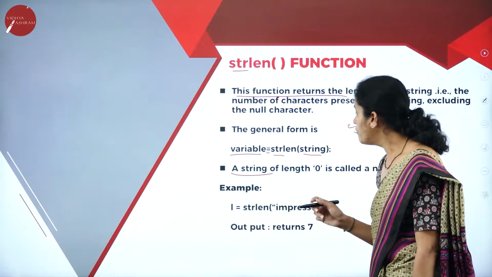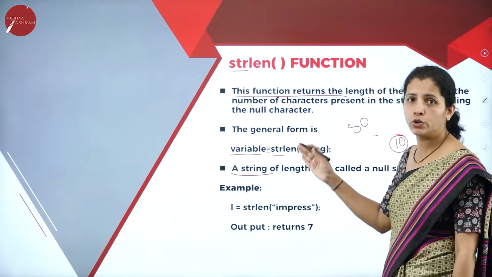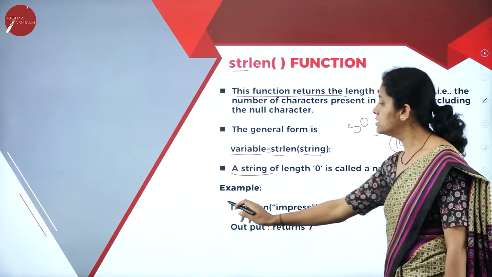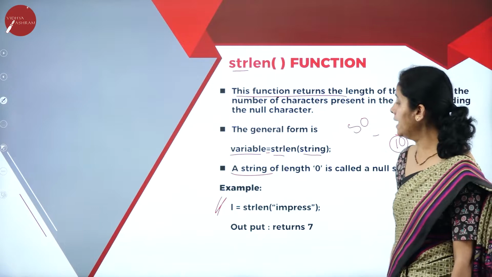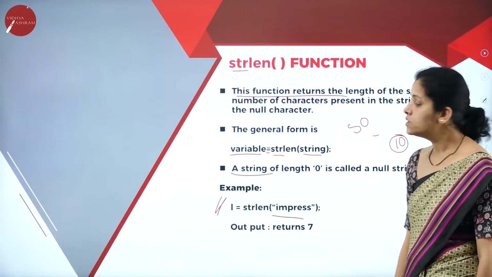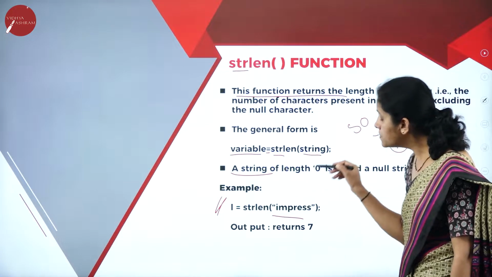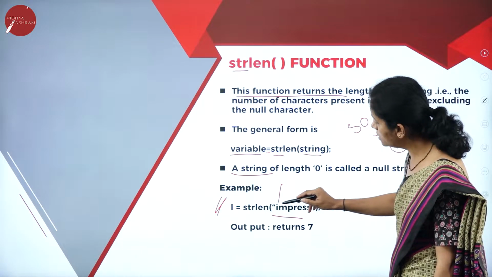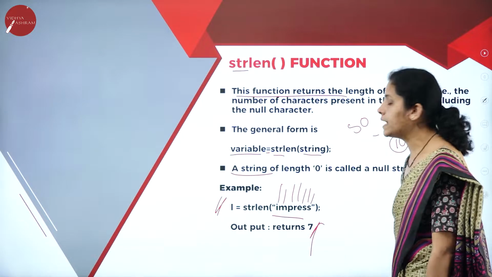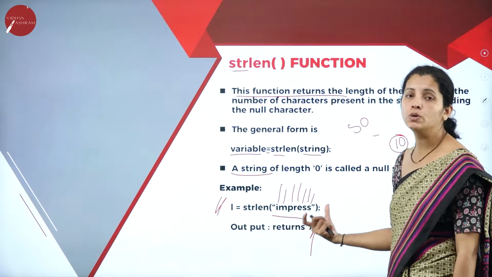So a string of length 0 is called null string. That means if this function is going to return the value 0, then it is called null string. So this is the example I'm going to have. So L equal to string length, and I'm going to pass impress. So what is the length I'm going to get? The number of characters which is present in this string. So 1 character, 2, 3, 4, 5, 6 and 7. Total 7 characters are present in this string. So I'm going to get the value 7.